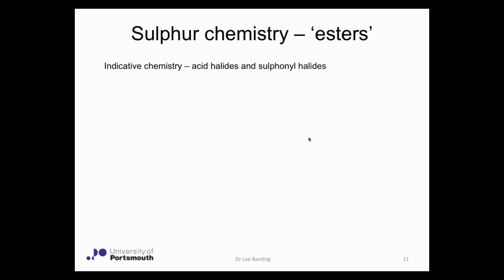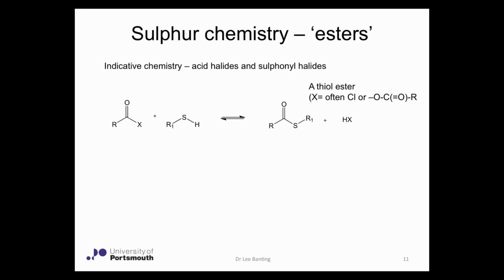Ester chemistry. We can form thioesters from a reaction of an acid chloride with the thiol. So X would be Cl, for instance, in an acid chloride, or in fact an acid anhydride, like the chemistry you've met in paracetamol chemistry practicals in the pharmaceutical chemistry practical unit. And there's a link to that chemistry there.